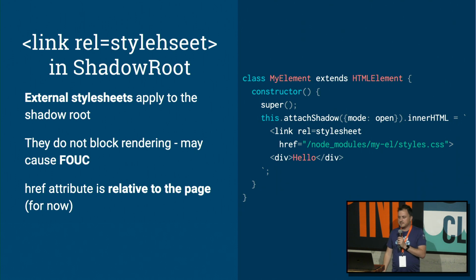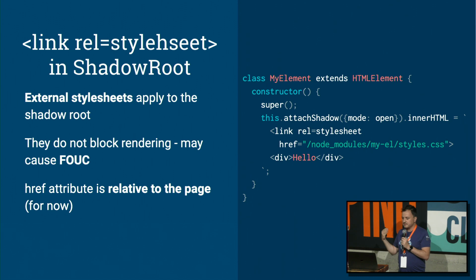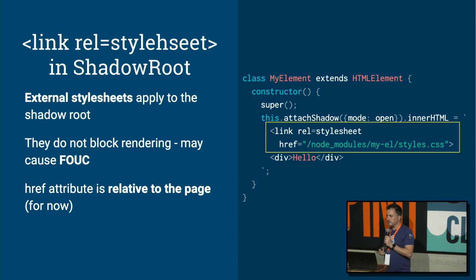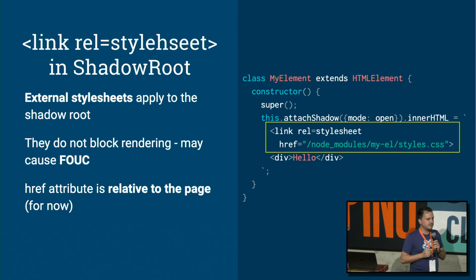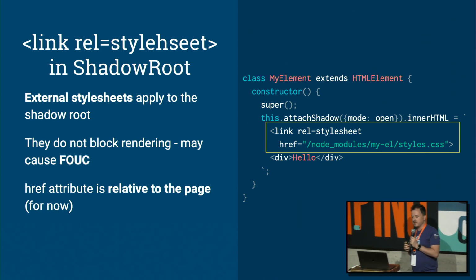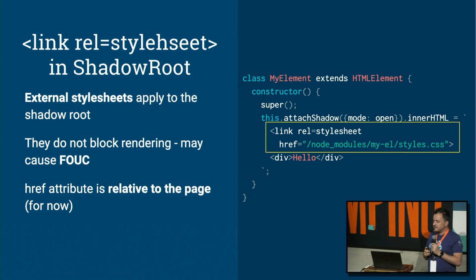Another option we have is you can put a link tag in a shadow root. So this pulls in an external style sheet. A couple of caveats here, and I actually don't recommend this technique. I put it here for completeness. It does not block rendering. Link tags are always asynchronous. So this has the potential to create a flash of unstyled content. Another catch is that the href attribute is relative to the page, not the component. So you might use the JavaScript module system to load the definition of a component that's somewhere in your node modules folder, and it wants to load its own styles.